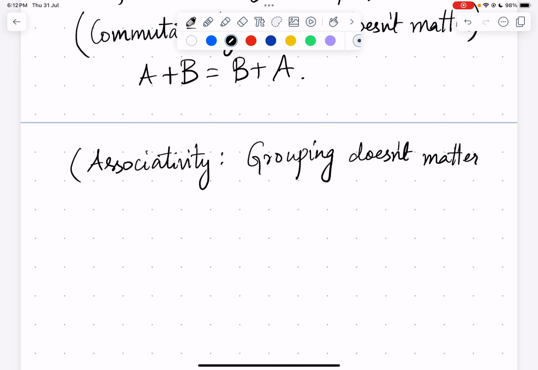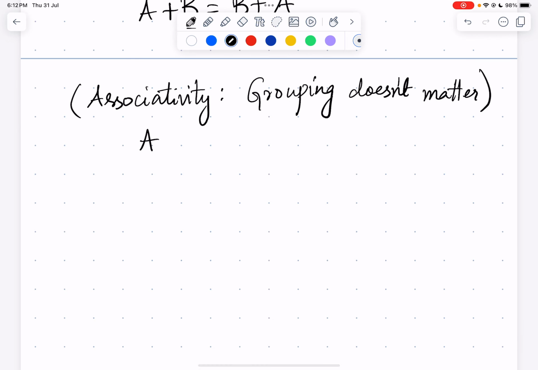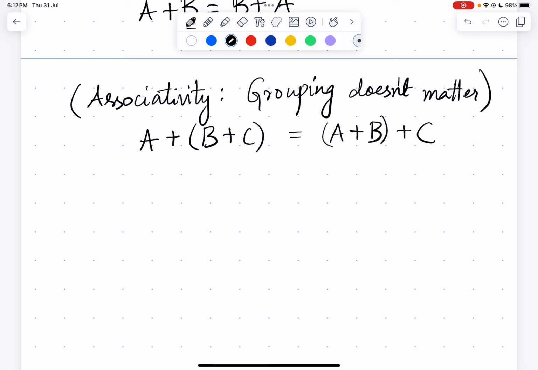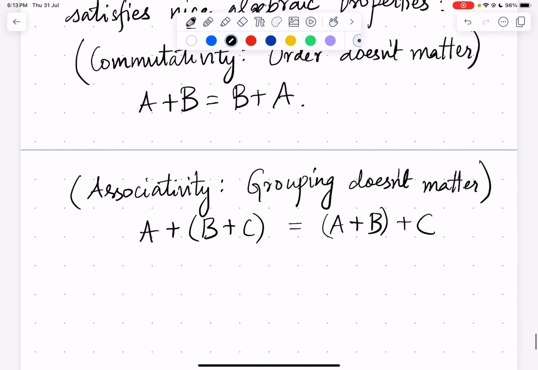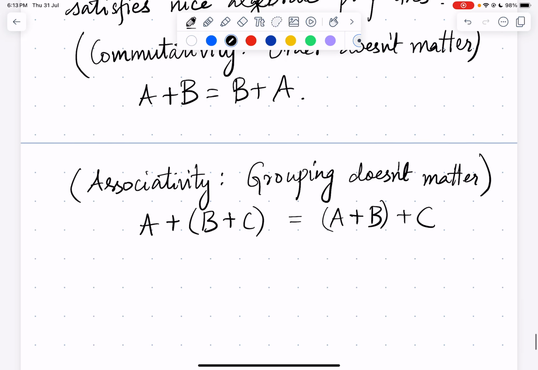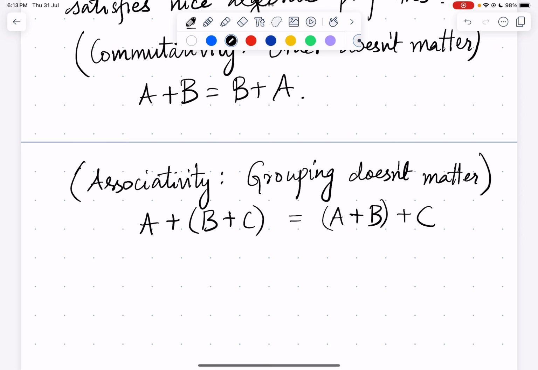If you have 3 points a, b and c, then if you add a to b plus c, it's the same as adding c to a plus b. So if you are interested in computing the sum a plus b plus c, whether you group b and c together and then add to a, or whether you group a and b together, add them and then add to c, they give the same result. So grouping doesn't matter. We have commutativity, order doesn't matter. We have associativity, so grouping doesn't matter.